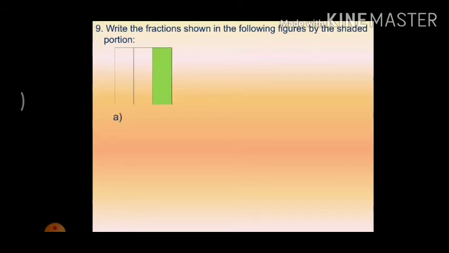Question number A. Now here see, we have three parts in the shape. This is a square or a rectangle, you can call it a rectangle, and there are three parts. Now we know a fraction has two parts. On top we have the numerator and below we have the denominator. So when there are three parts, we put 3 as the denominator, and since one part is colored, 1 is the numerator. So your fraction is 1 by 3. The number on top is the numerator and the number below is the denominator.